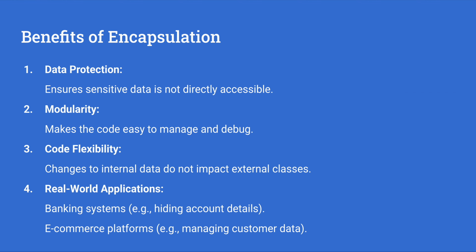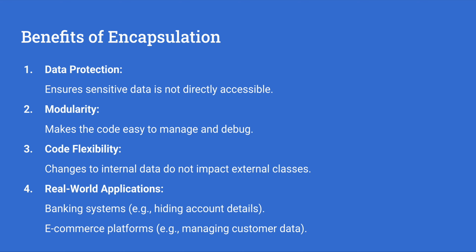So what are the benefits? The benefit is data protection. Ensure sensitive data is not directly accessible. Modularity. Make the code easy to manage and debug. Code flexibility. Changing the internal data does not impact external classes. In real-world applications, we use it in a banking system. For example, we hide some data like the account number and some account details. So we are using encapsulation. Okay, using private variables, so they are not accessible in other classes.